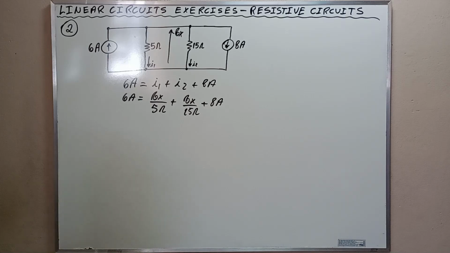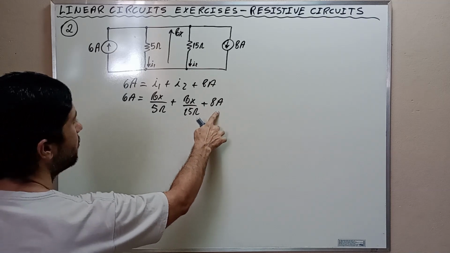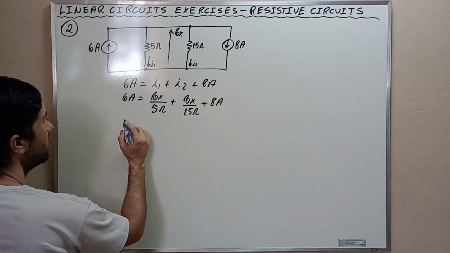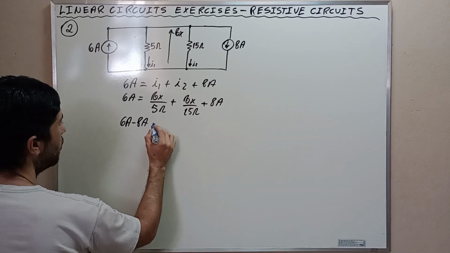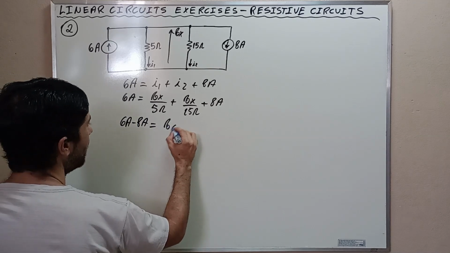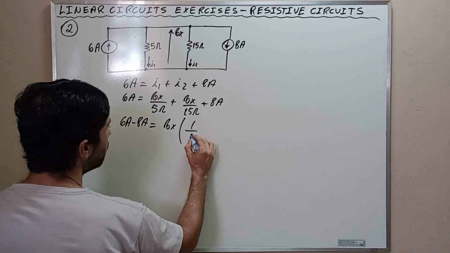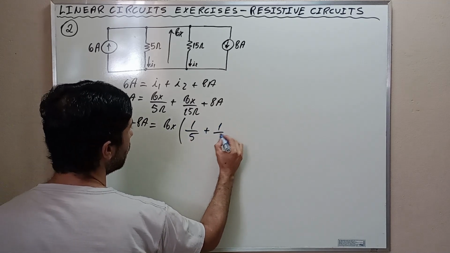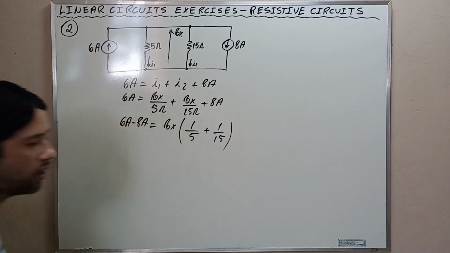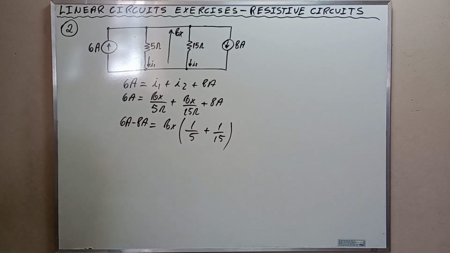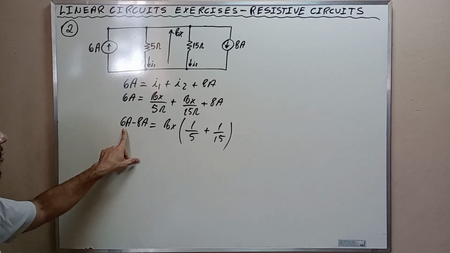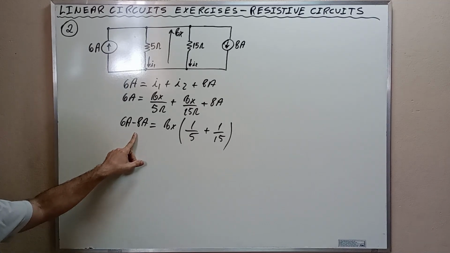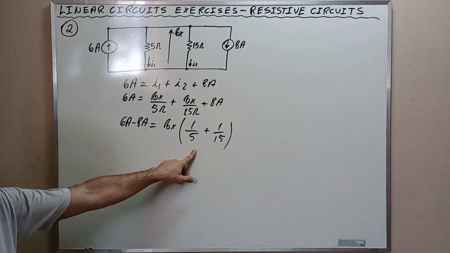Alright, my friends, this is the nodal rule that will enable us to calculate what the exercise wants us to calculate. Okay, so here I'm gonna pass this current to this side. It becomes 6 amps minus 8 amps equal to Vx times (1 over 5 plus 1 over 15). Okay, now it's just mathematics. And if we manipulate this, 6 minus 8 is negative 2.